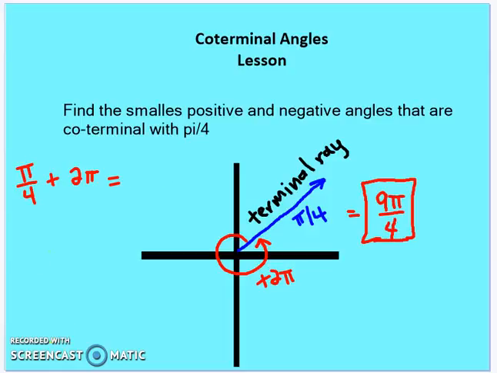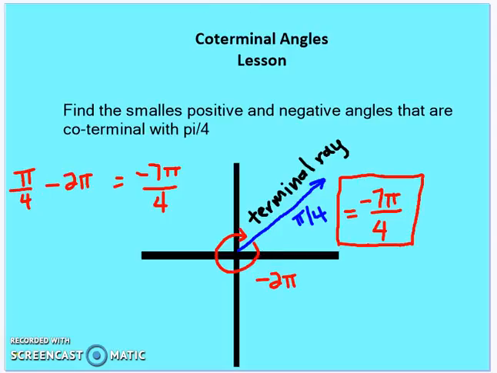Sorry about that, just caught a little math error. So it should be pi over 4 plus 2 pi is equal to 9 pi over 4. And then if we want to find the negative angle measure that's coterminal with pi over 4, it would be pi over 4 minus 2 pi, which is equal to negative 7 pi over 4.